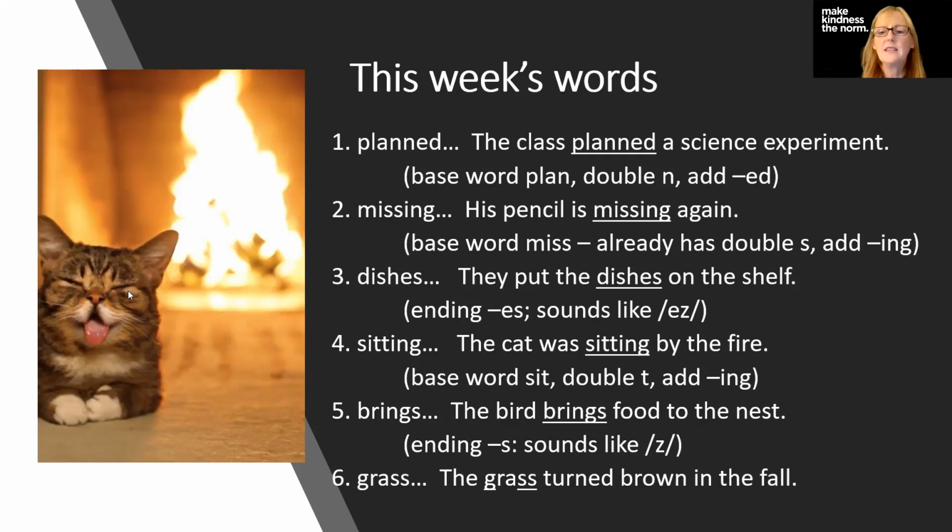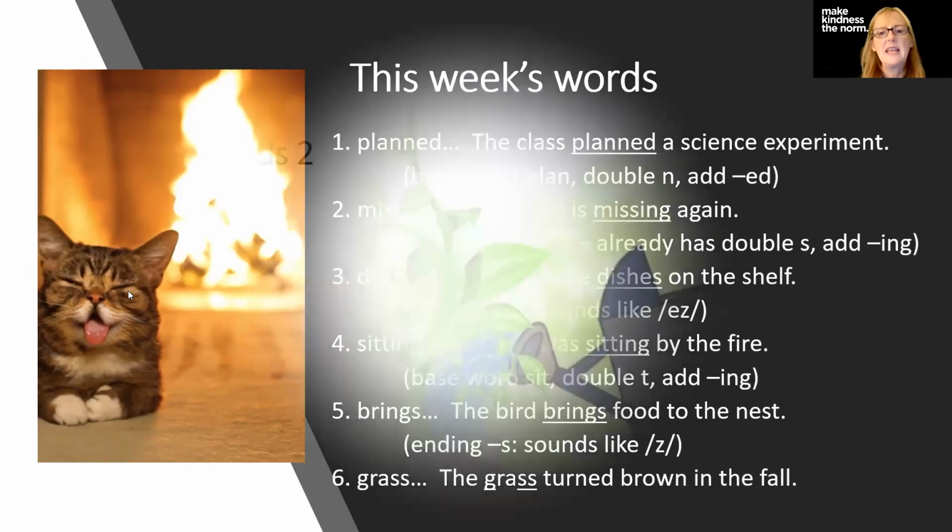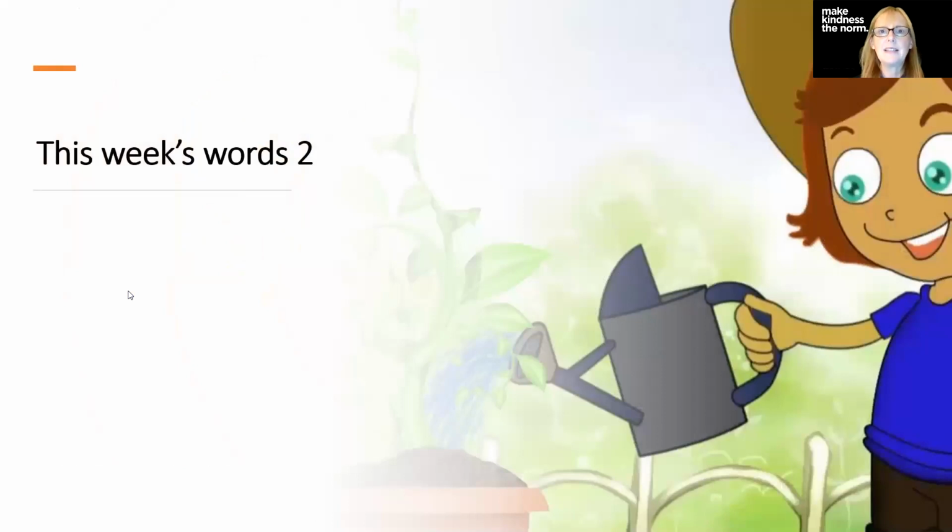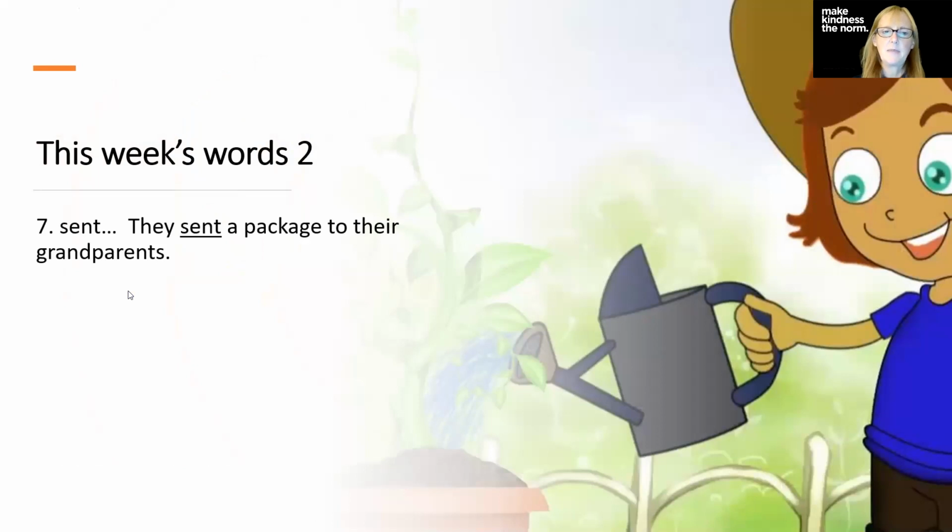Grass. The grass turned brown in the fall. And in that case, we have a double S at the end of that one syllable word. So sent, number 7. They sent a package to their grandparents. Lost. She lost her jacket at school.